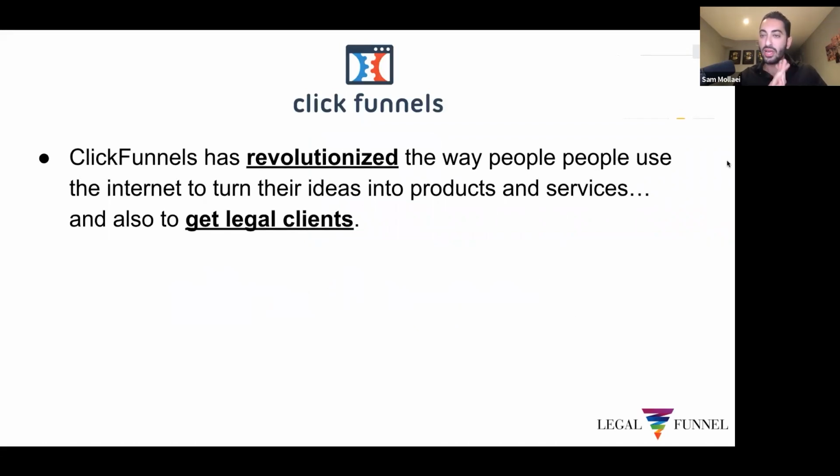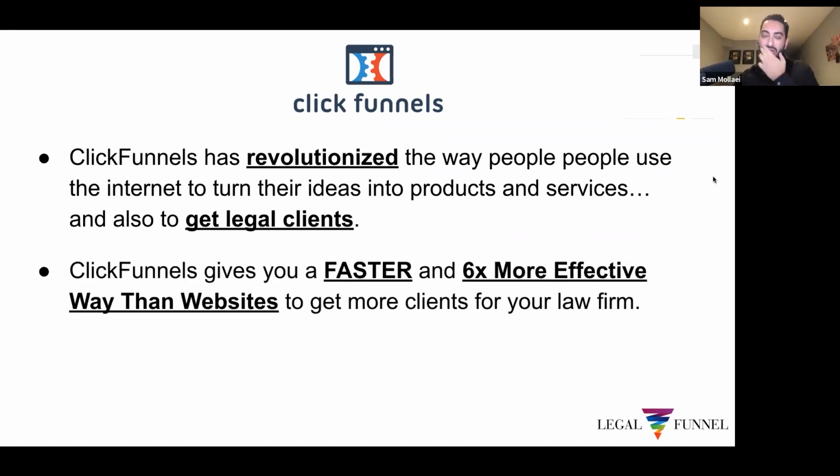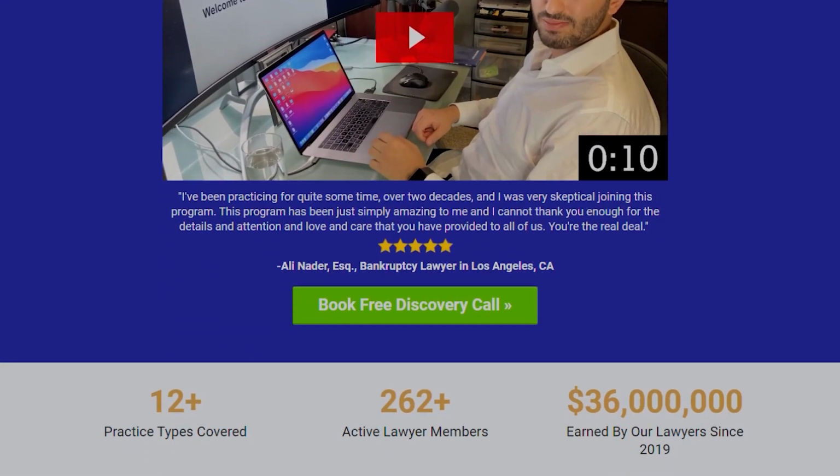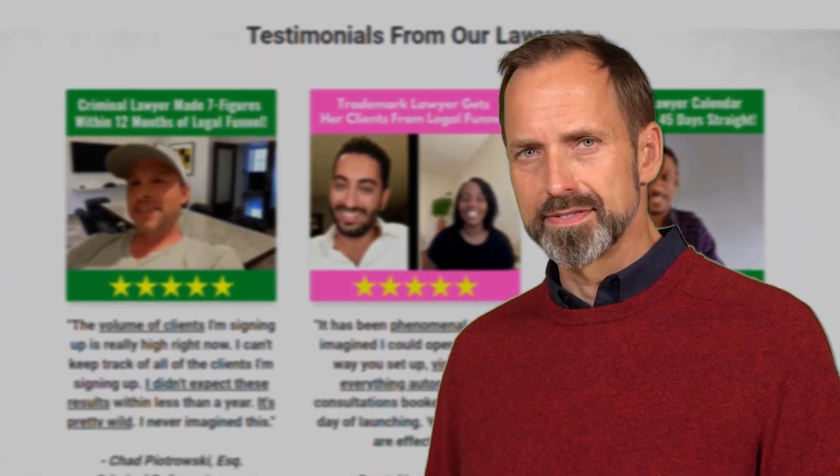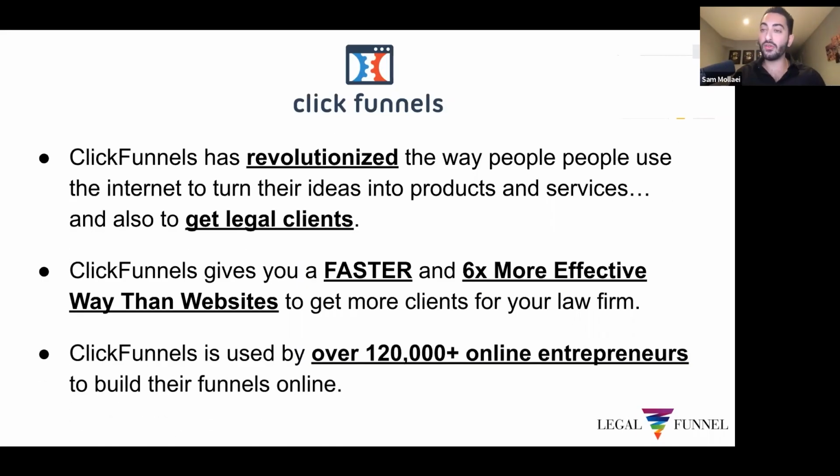ClickFunnels has revolutionized the way people use the internet to turn their ideas into products and services, and also to get legal clients. And ClickFunnels can be used for anything, anytime you need to sell any product or service. If people have problems and they need something, then you can use ClickFunnels to sell it. ClickFunnels gives you a faster and 6 times more effective way than a website to get more clients for your law firm. There have been a lot of studies that have shown that funnels work 6 times better than websites. Okay. And ClickFunnels is used by over 120,000 online entrepreneurs to build their funnels online.